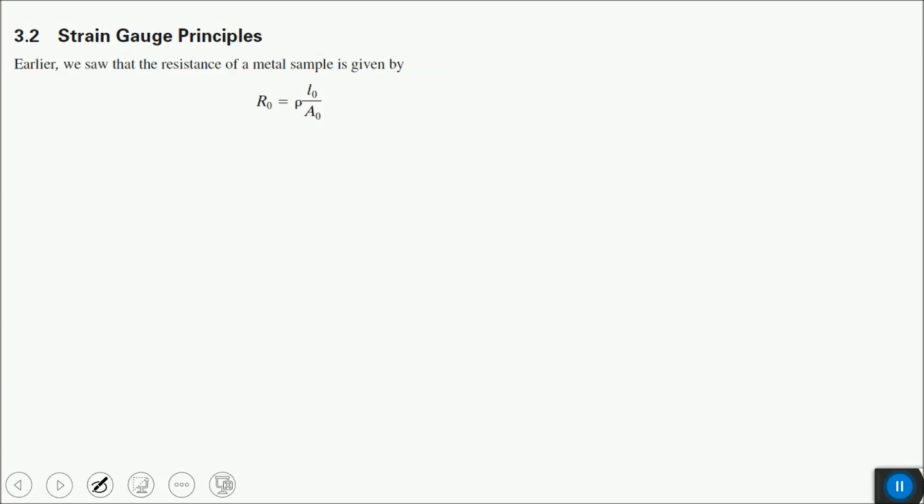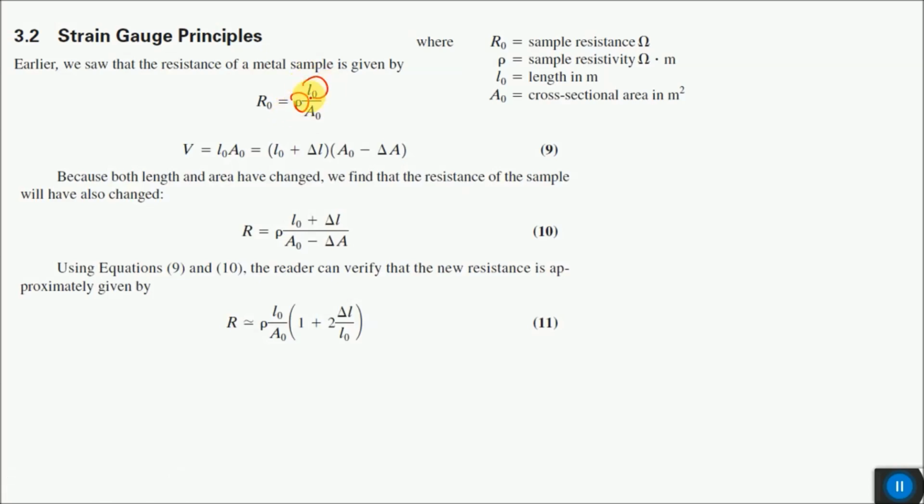So starting with the basics, we know that the resistance of a metal sample is given by R = ρL/A, where ρ is the resistivity of that material, L is the length, and A is the cross-sectional area. Now, what if any of these three changes? The resistance will change. But ρ depends upon the material itself, so any physical force on that material will not change the resistivity. So this is out of the question. We can either change the length or the area of that piece of metal.